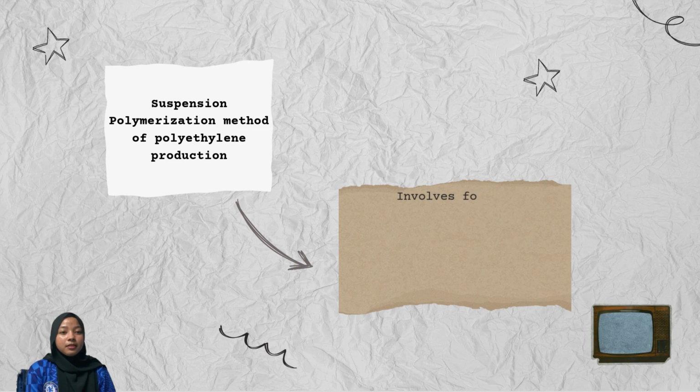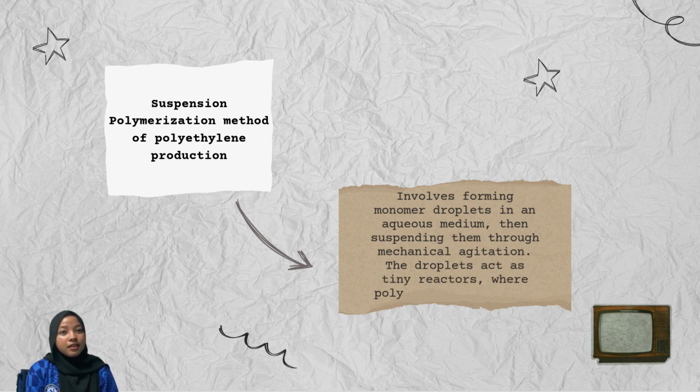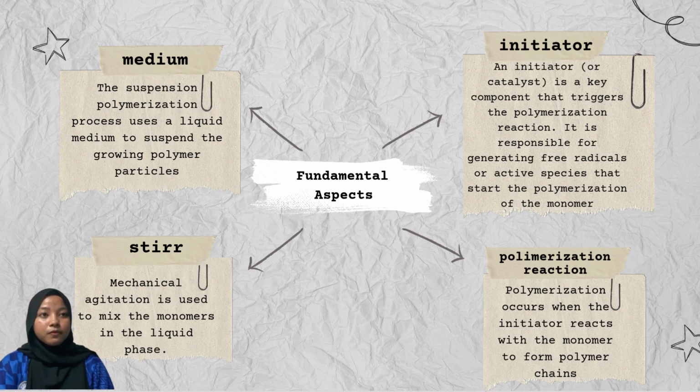The suspension polymerization method, in the context of polyethylene production, involves forming monomer droplets in an aqueous medium, then suspending them through mechanical agitation. The droplets act as tiny reactors where polymerization occurs. Then we move to the fundamental aspects of suspension polymerization. We got 4 aspects, which are medium, stirrer, polymerization reaction, and initiator.